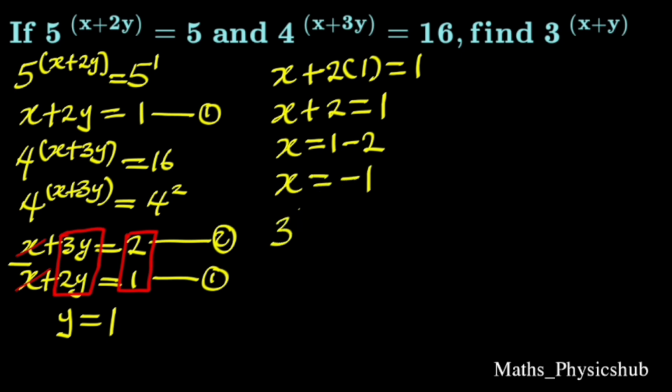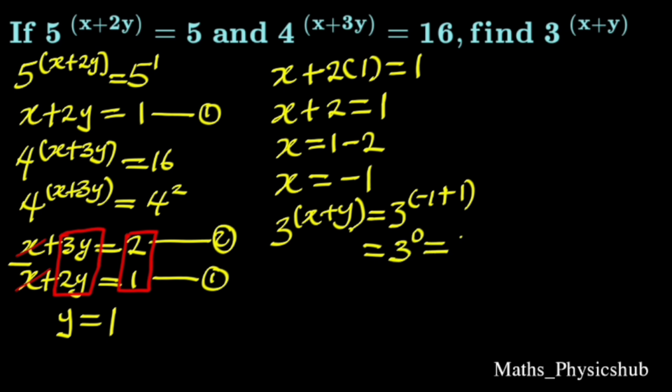To find the value of 3 power x plus y, we substitute the values of x and y in the expression, so that 3 power x plus y equals 3 power minus 1 plus 1. Adding the powers, minus 1 plus 1 is equal to 0, and this will leave us with 3 power 0, which equals 1. From the laws of indices, any number power 0 is 1. Hence, 3 power x plus y equals 1.